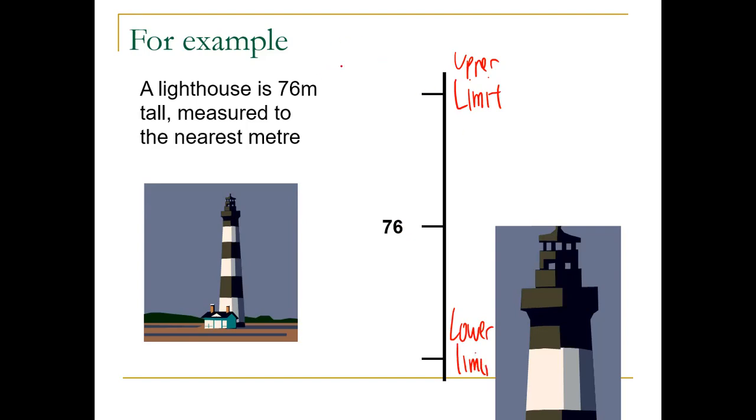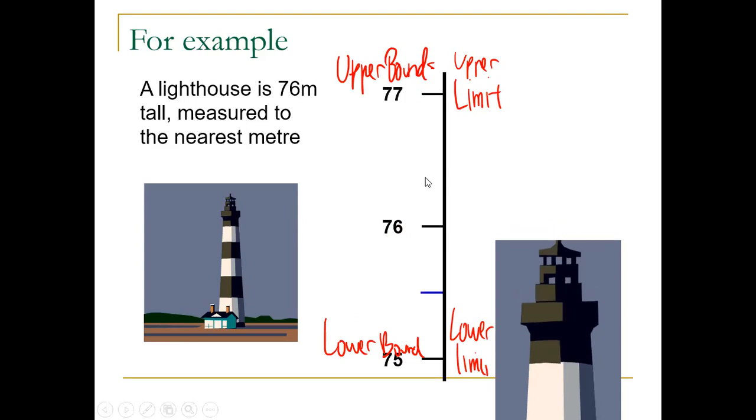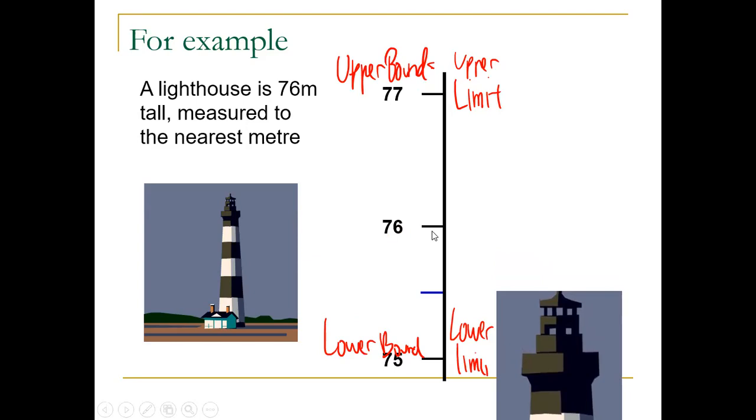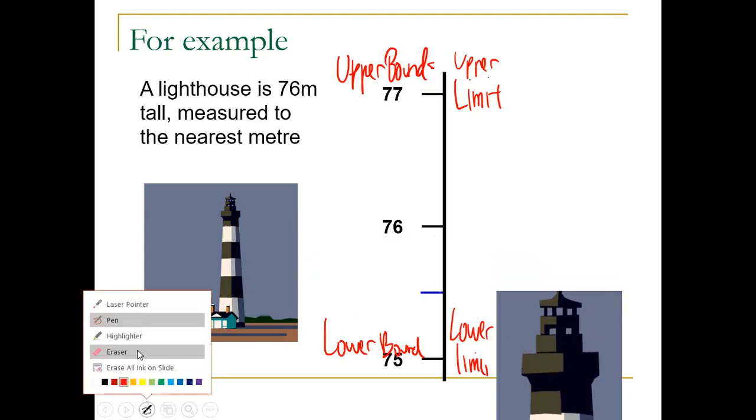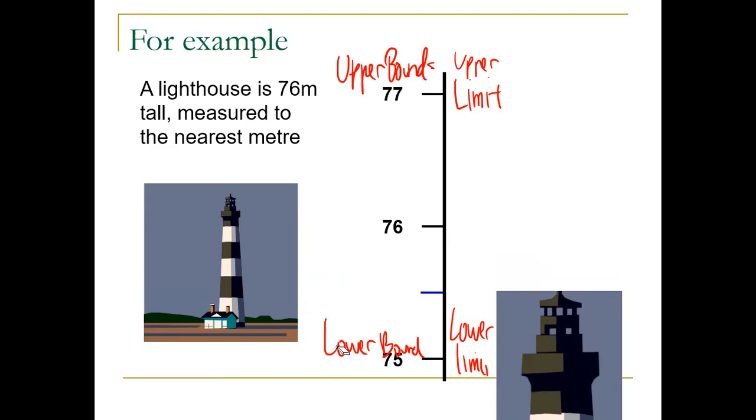Or we call that the upper bound and the lower bound. Okay, it is in between 75 and 77. Sorry, this is the lowest limit, I mean, not the lower bound. The lower bound is around here if it is 75.